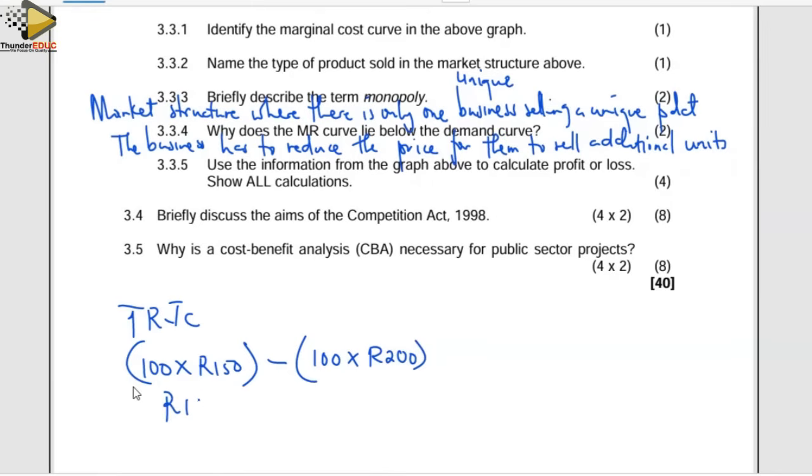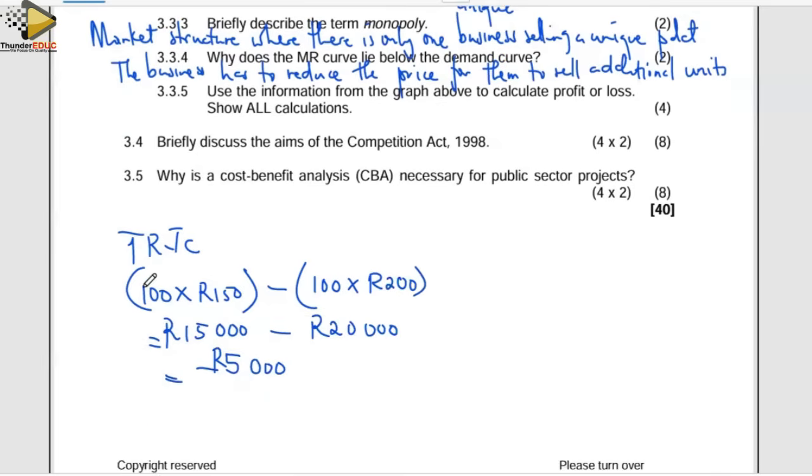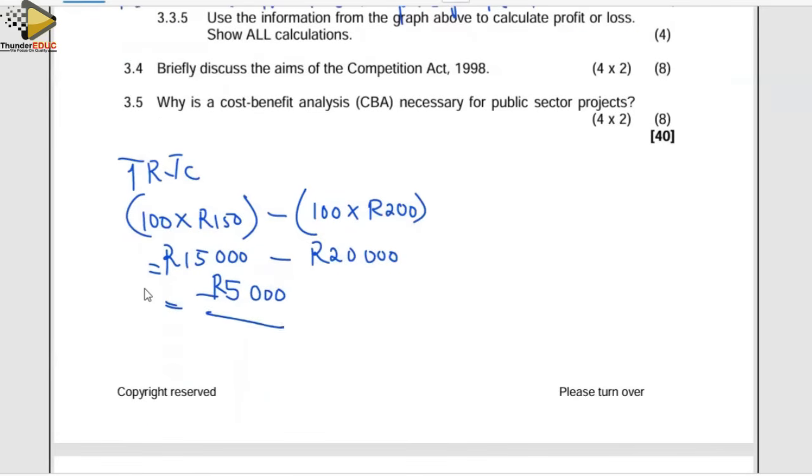This side gives us 15000, less 20000. 15 minus 20 gives us a negative 5000. So this is our profit or loss. In this instance, it is a loss. It is a negative 5000, which implies that this business is making a loss because we have a negative sign there. Our total revenue is less than our total costs.